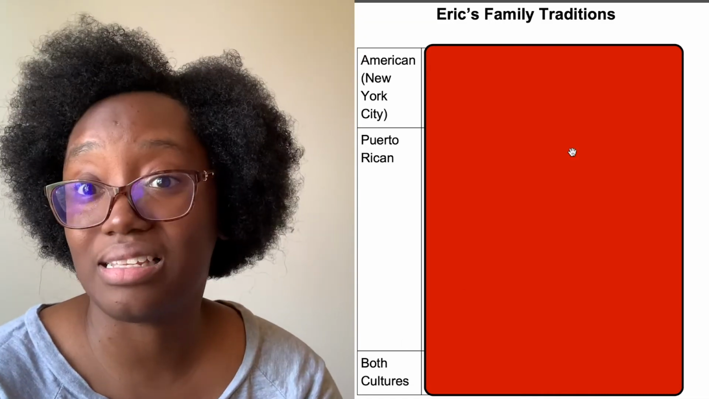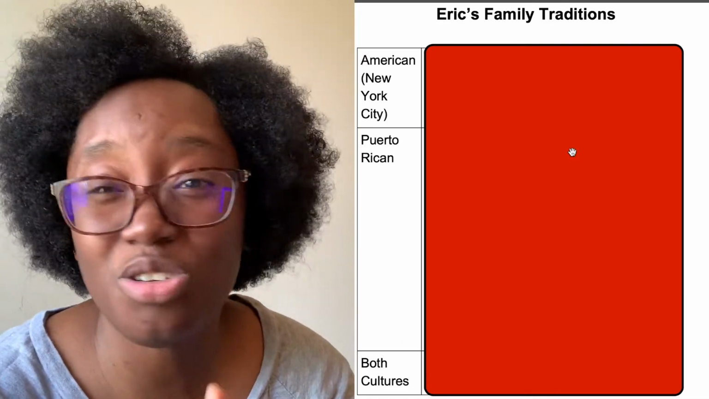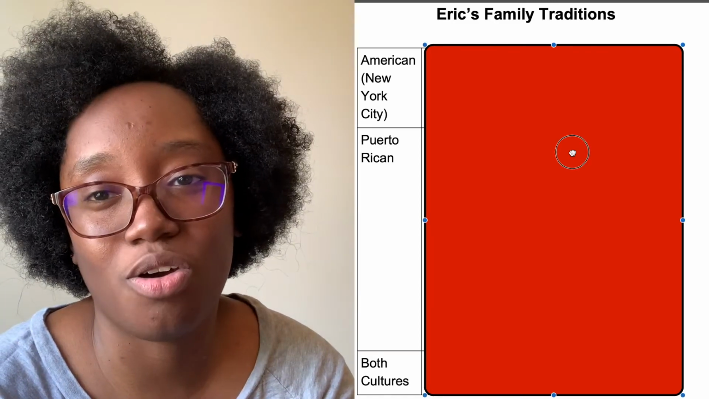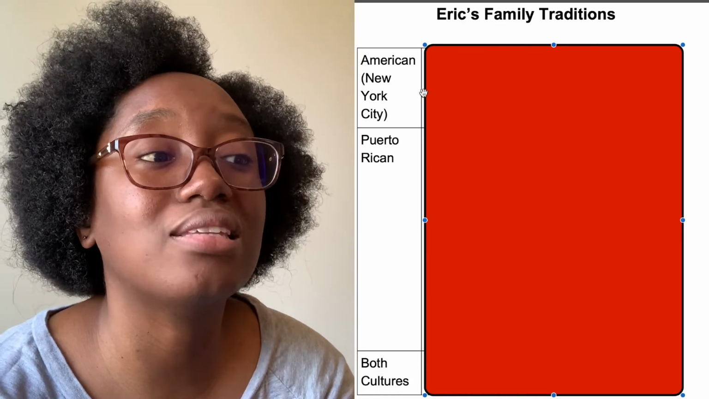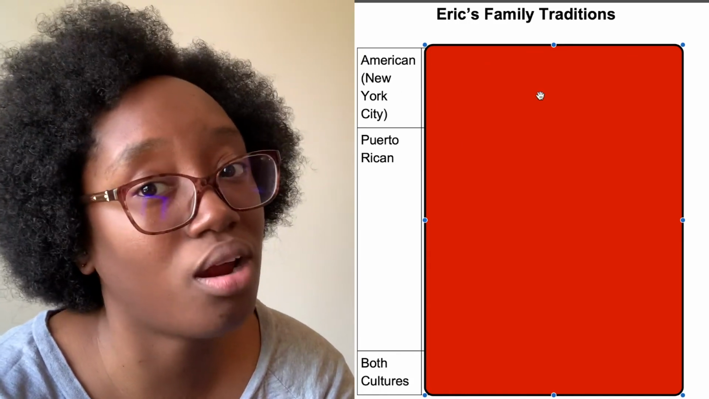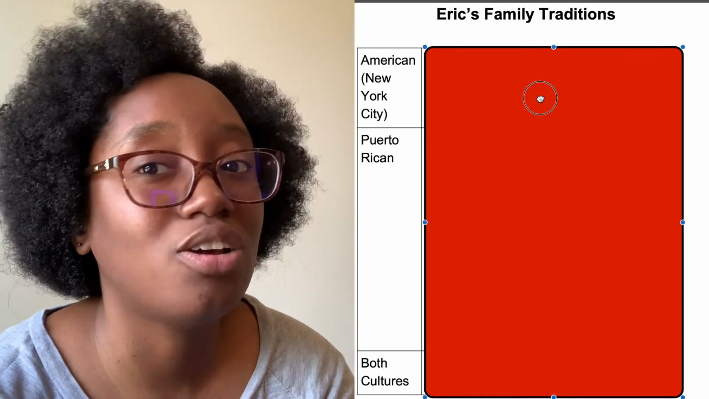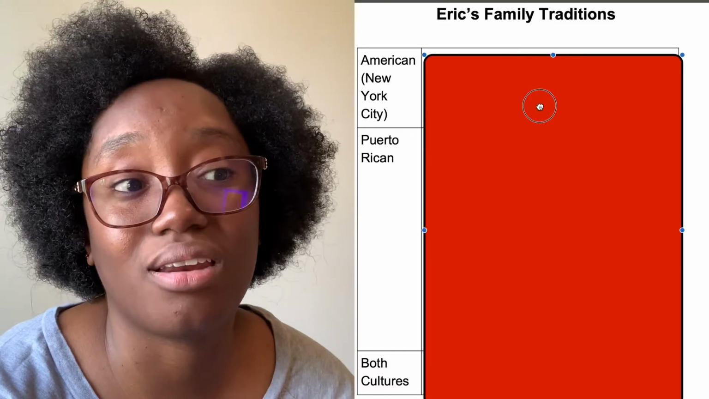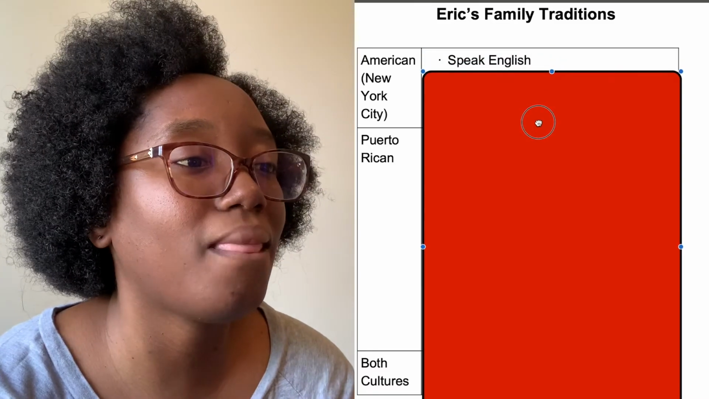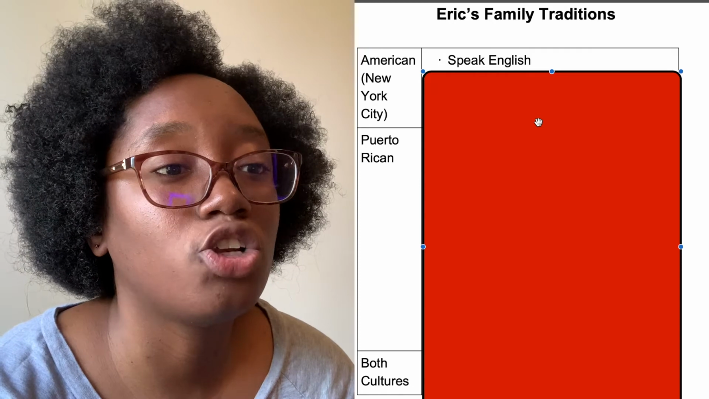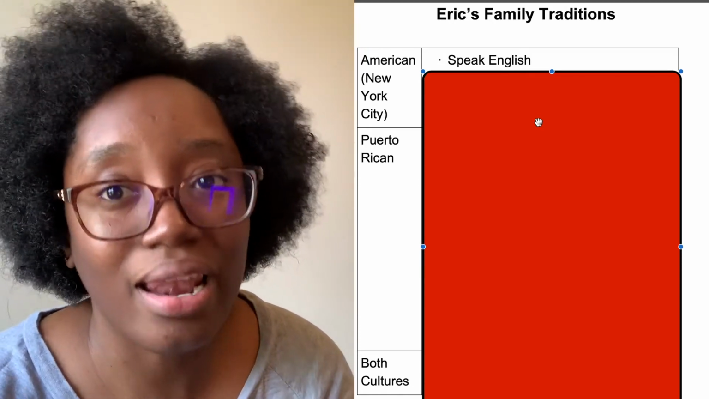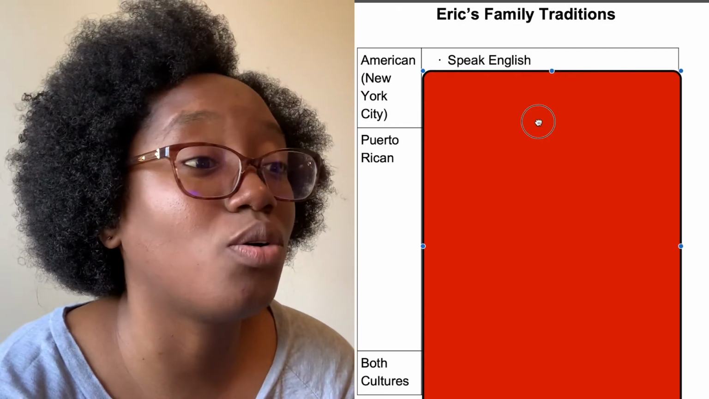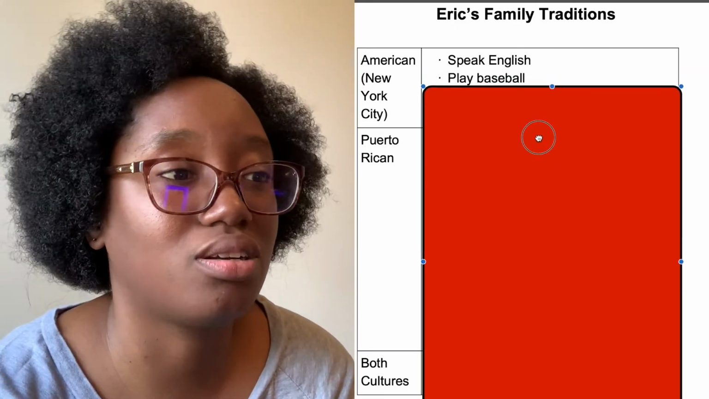So let's get started. Remember, I took the chance and I filled it out for us. So we're just gonna go over it together, okay? So let's start with his American traditions, because they live where? In New York City, right? So let's go over what traditions they have as in their American culture, all right? So first, just like Sanu, they speak what language as Americans? Yes, they speak English. So that's their first American family tradition. They speak English.